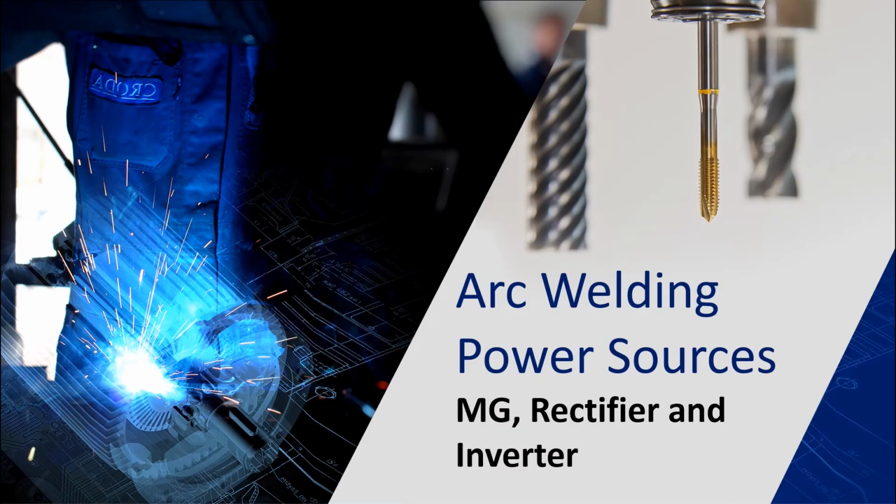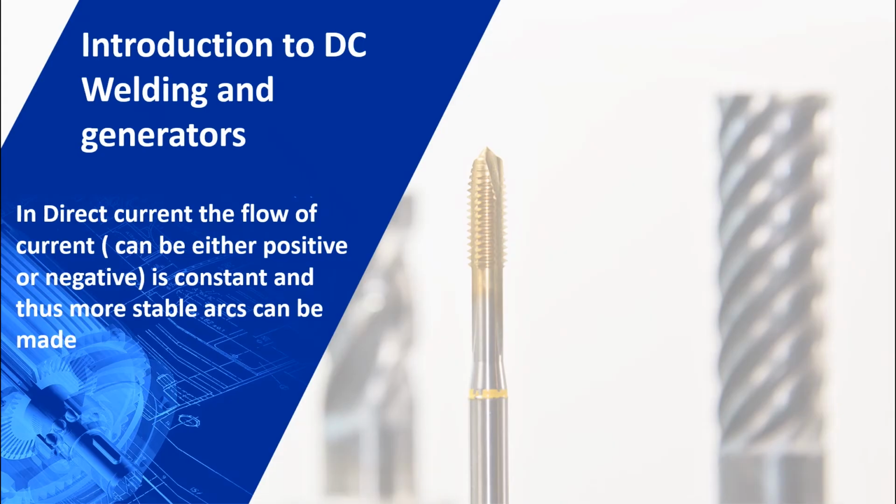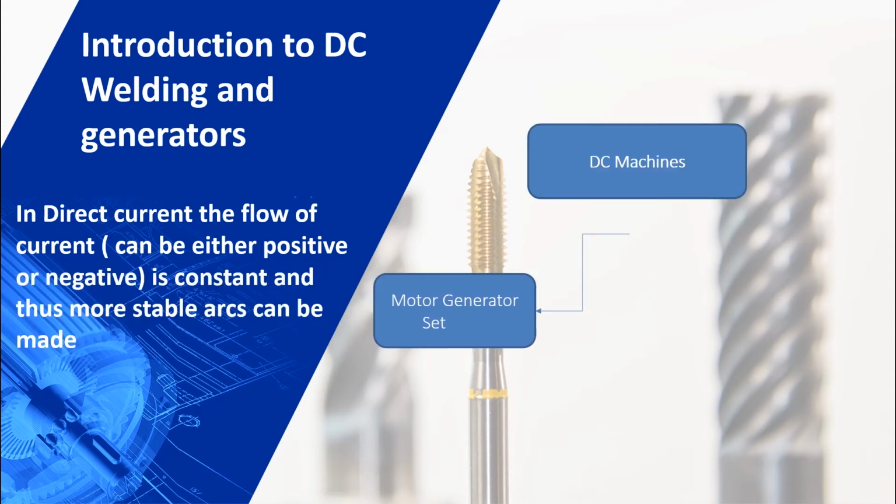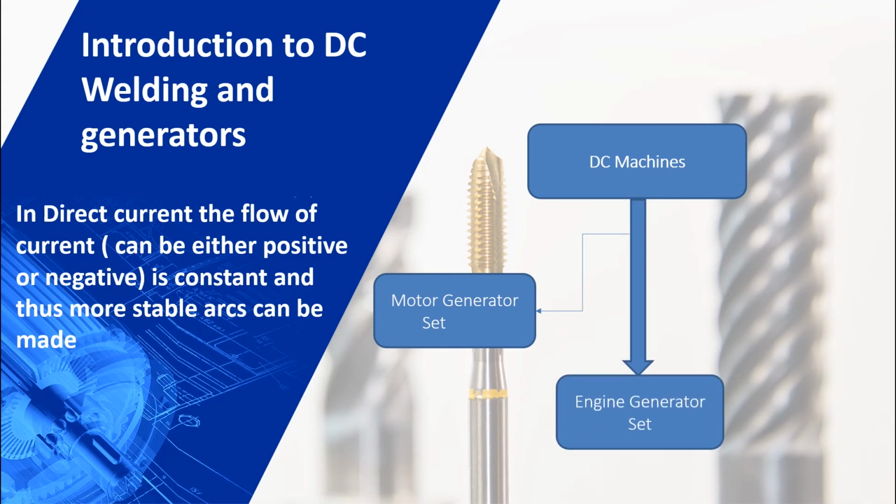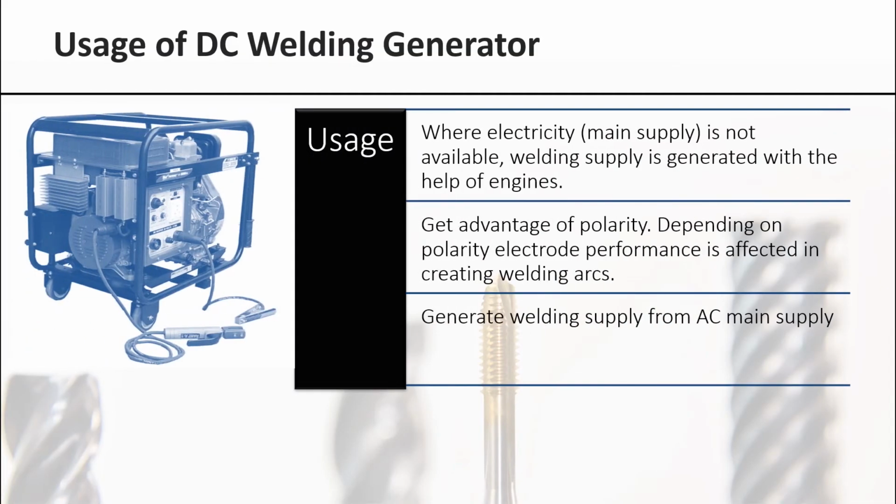Now we will understand MG, rectifier, and inverter. In direct current, the flow of the current is constant and thus more stable arcs can be made. DC machines can be classified as motor generator set, engine generator set, and rectifier set. Usage of DC welding generator.